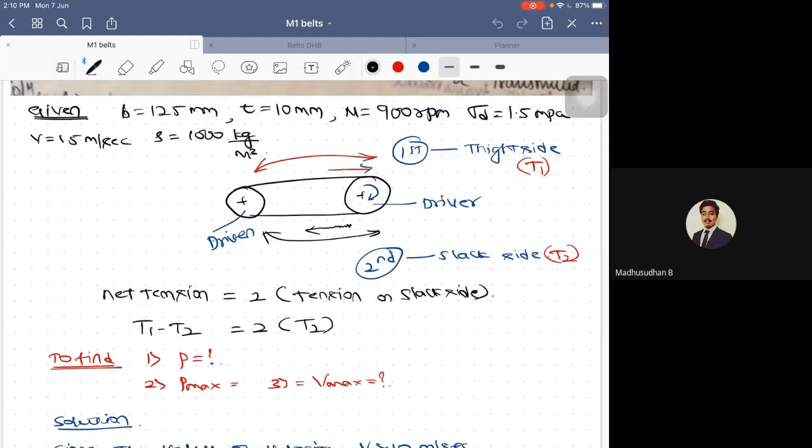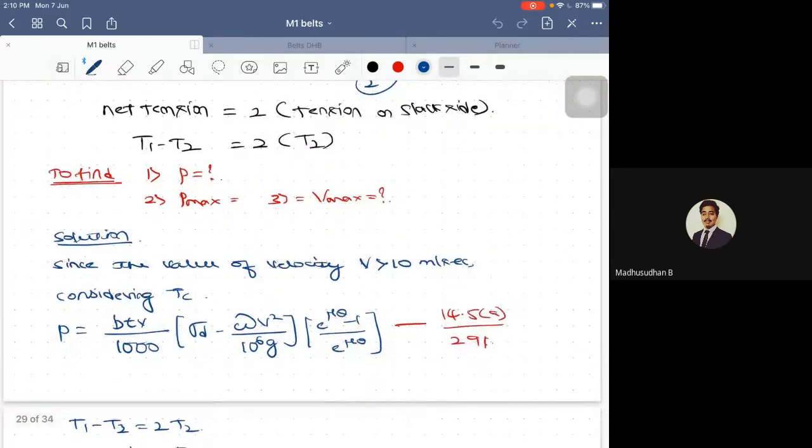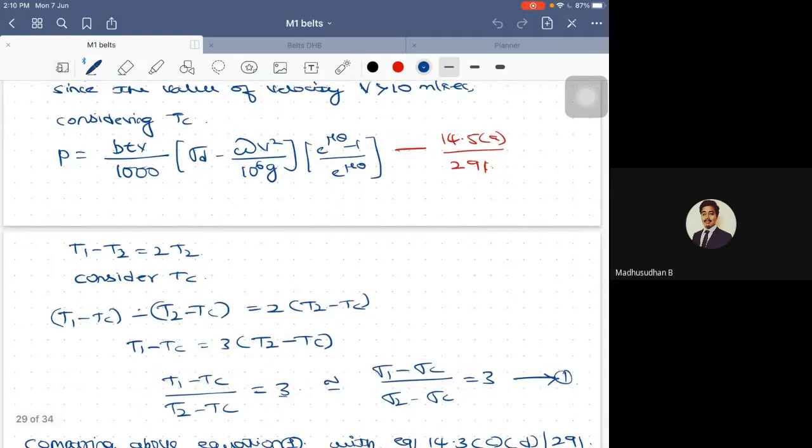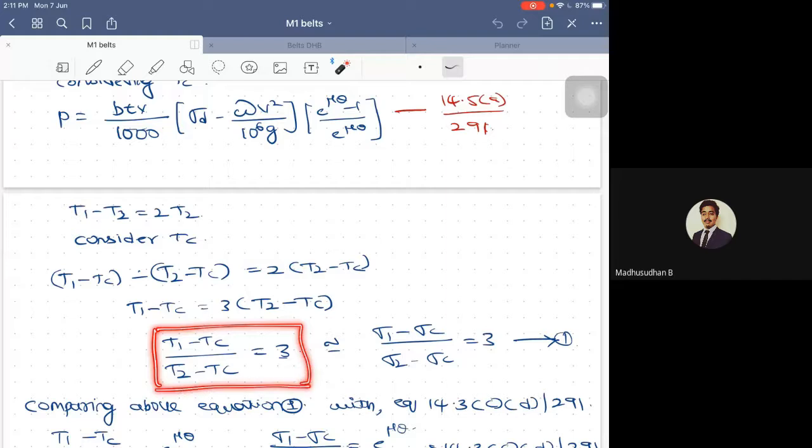Initially, we don't know e to the power of mu theta. That is why we have done all these exercises. In the question, it was given clearly that T1 minus T2 is equal to 2 times T2. So for that, we have considered the value of Tc. So T1 minus Tc, T2 minus Tc. Once we considered the value of Tc, this is the final equation obtained after solving. It says T1 minus Tc divided by T2 minus Tc is equal to 3, which can be approximately written as sigma 1 minus sigma c divided by sigma 2 minus sigma c is equal to 3. We have called these two equations as 1.